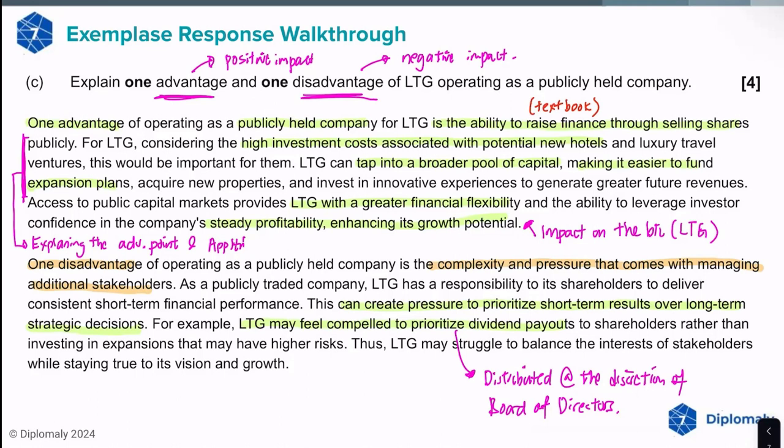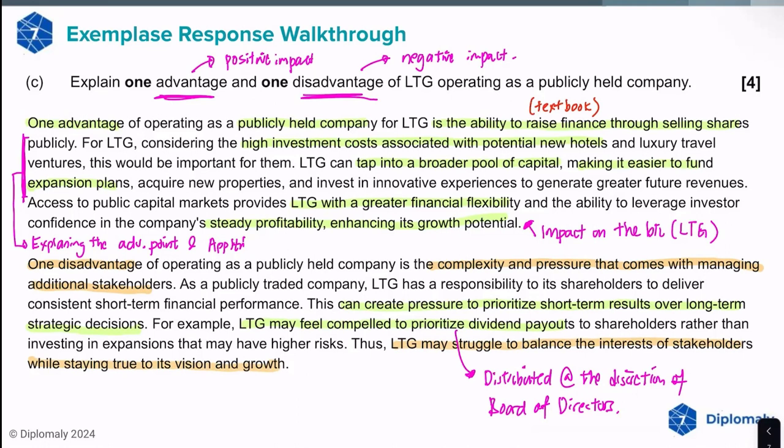So what that means is, as a publicly held company, because you're not only responsible for your own self, okay, or your partners, or a small group of shareholders, like a privately held company, you've got a lot of stakeholder interests that you need to cater to. So that added complexity creates not just stress, but also difficulties in managing everyone's interests, right? So as a result, the impact on the business is that the company might struggle to balance the interests of stakeholders whilst staying true to its vision and growth.